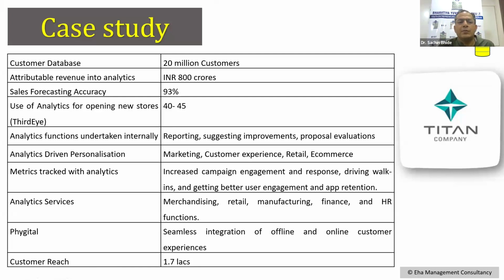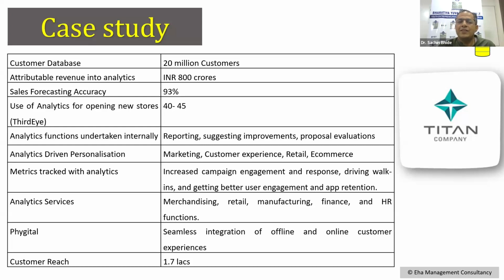When I mentioned in the beginning that one company made almost 800 crores thanks to business analytics, the company name is Titan. Titan is using business analytics very successfully. They have a customer database of almost 20 million customers. So there is a huge database. There is attributable revenue from analytics, that is, they can identify that this revenue is generated because of analytics. That is 800 crore rupees.